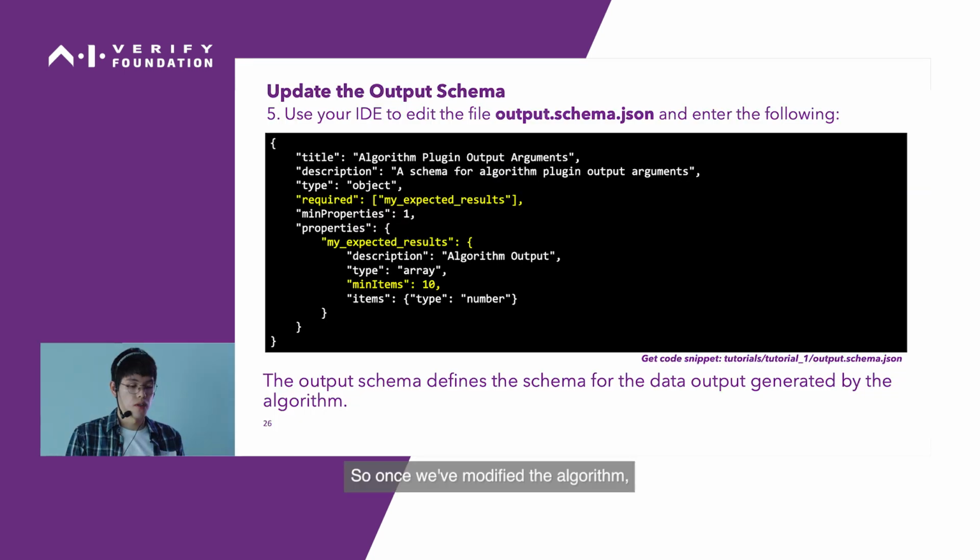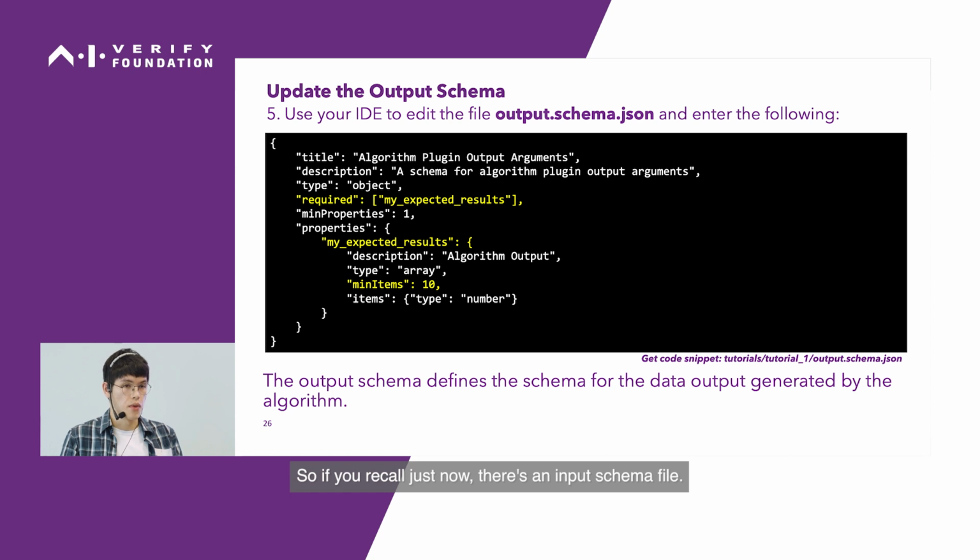Okay, so once we have modified the algorithm, we will need to update the output schema. If you recall just now, there's an input schema file. The input schema file defines what your algorithm is expecting, and the output schema file says what you're expecting for the output of this algorithm. In this case, we'll be expecting this field called my expected results, which will be an array of minimally 10 items, and all the items inside should be a number.